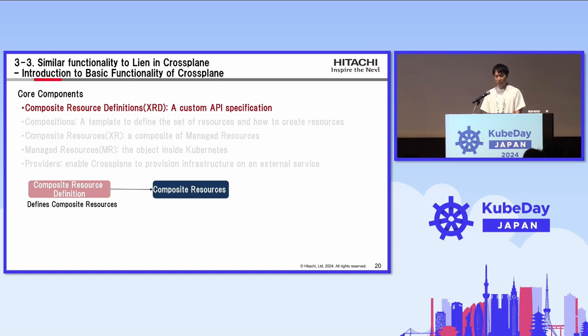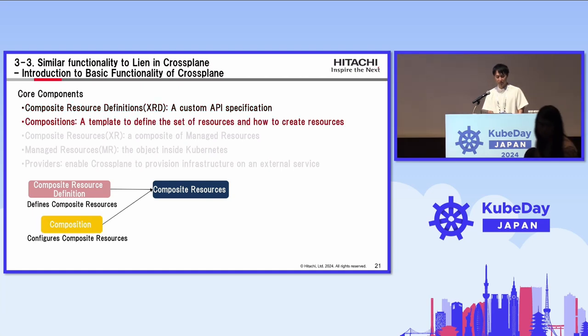I will explain five core components of Crossplane. First component is composite resource definitions. Composite resource definitions define the schema for a custom API. Users can create composite resources using the API schema defined by composite resource definitions. Composite resource definitions are like custom resource definitions. I will explain composite resources later. Second component is compositions. Compositions are templates for creating multiple managed resources as a single object.